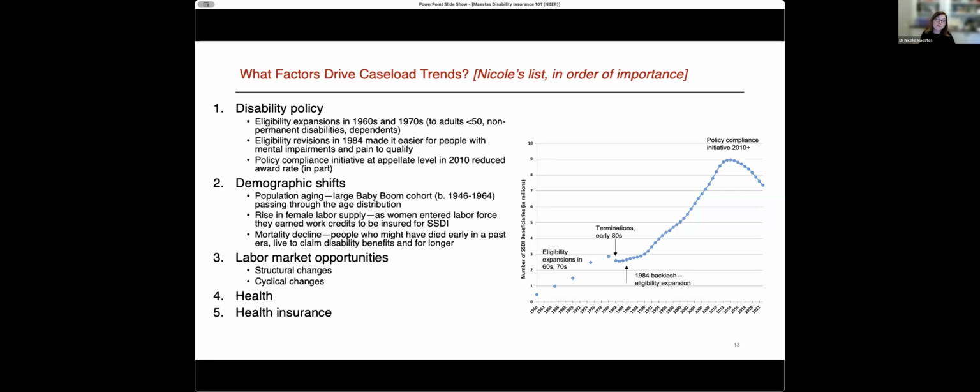And then the fourth thing on this list, you might be surprised to learn, is health. By that, I mean trends in health just haven't played as big a role as any of these other factors. And trends in health insurance have also been a small factor; the Medicaid expansions, we're finding, may have had some effect on the program. But by and large, these are not the biggest factors shaping the program.